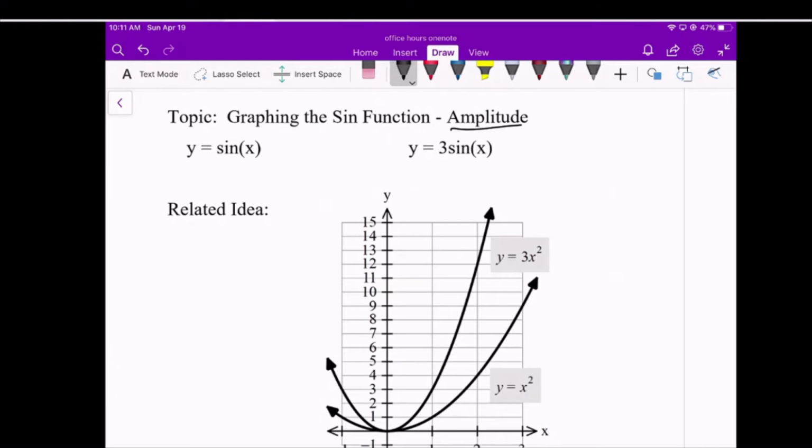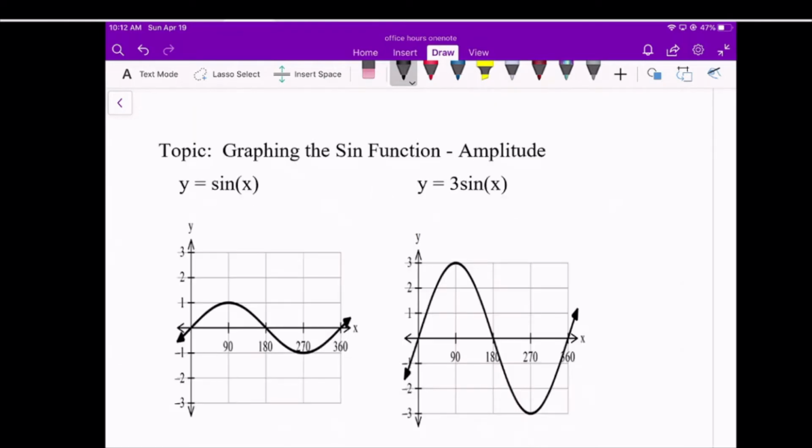The next topic is called the amplitude. This number here, this coefficient, is called the amplitude. What does that do? Well, a related idea with the parabola: if the input was 1 here on the original, we squared 1 and we got 1. On this one, we square 1 and get 1, and then we multiply by 3 to get 3. When the input is 2, we square 2 to get 4 on the original. We square 2 to get 4, and then we multiply by 3 to get 12. So each point is 3 times as far from the x-axis as it was before.